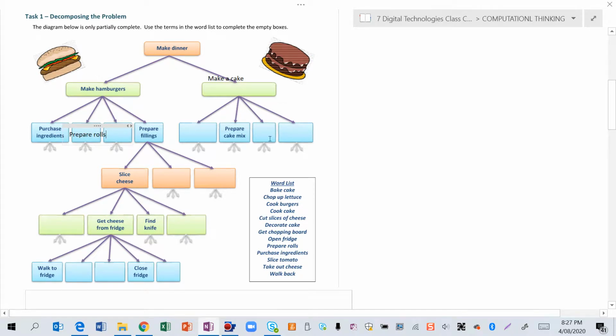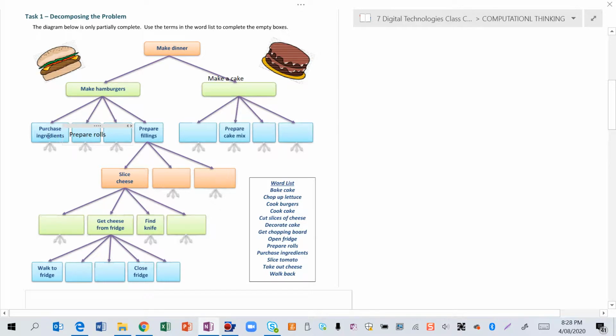Now you can, at this stage, also do making a cake and put in the first line. So if this is purchasing ingredients, you'd probably purchase the ingredients for the cake. You'd prepare the cake mix. Well, we've got cook the burgers here, so the other one there would probably be bake the cake or cook the cake. And then if you look here, what else might you do? The final thing you might do would be, that's right.